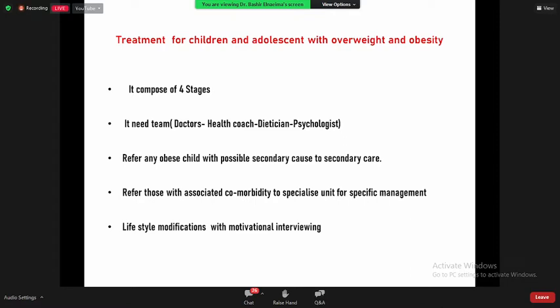Management of obesity, in general, needs teams: doctors, health coach, dietitian, psychologist. And again, it needs the school, the community, all these people need to be involved in the management of obesity. Refer an obese child with a possible secondary cause to secondary care, as I mentioned, and refer those with associated comorbidity to a specialist unit for specific management. Lifestyle modification with motivational interviewing, this is a very important intervention.